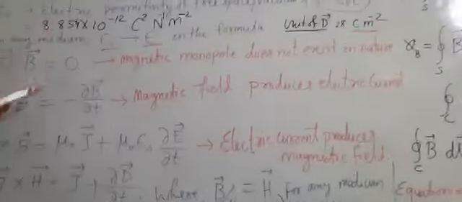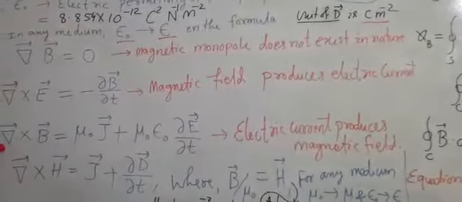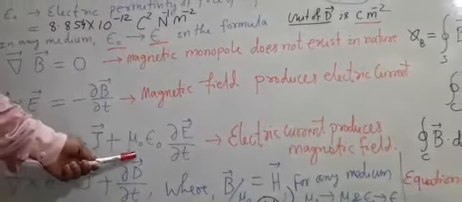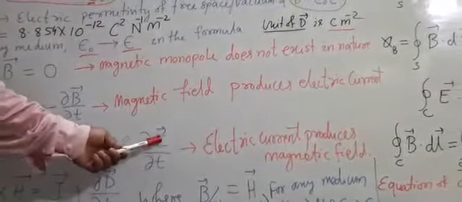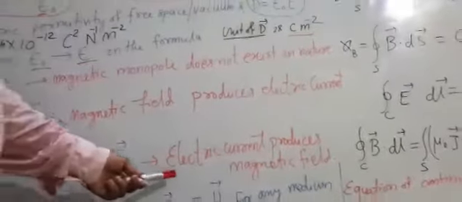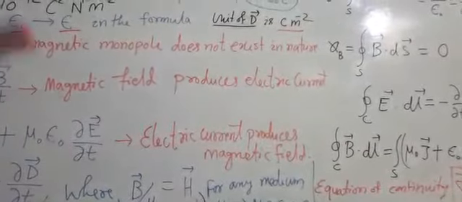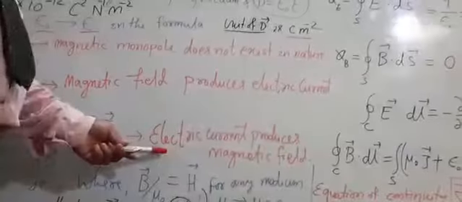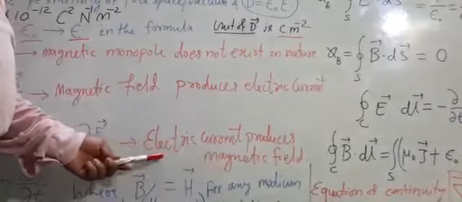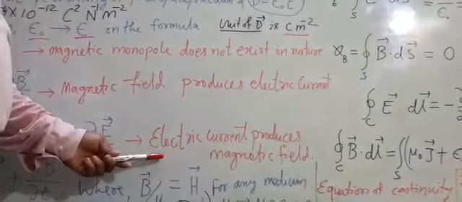Okay, so it is your Ampere-Maxwell law. Curl B is equal to mu 0 J plus mu 0 epsilon 0 del E by del t. So what is the objective of this equation? Electric current produces magnetic field. This is the objective of the fourth equation, Maxwell's fourth equation.